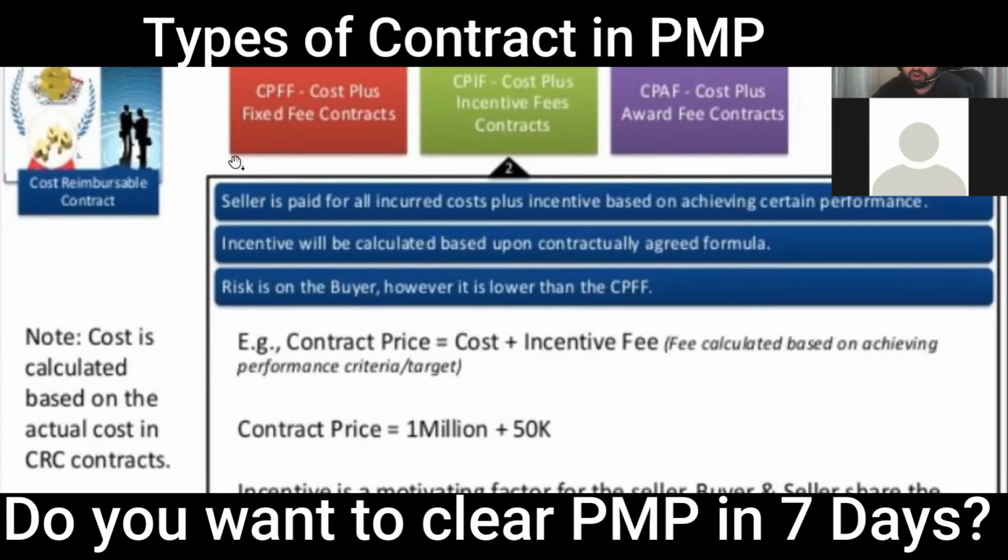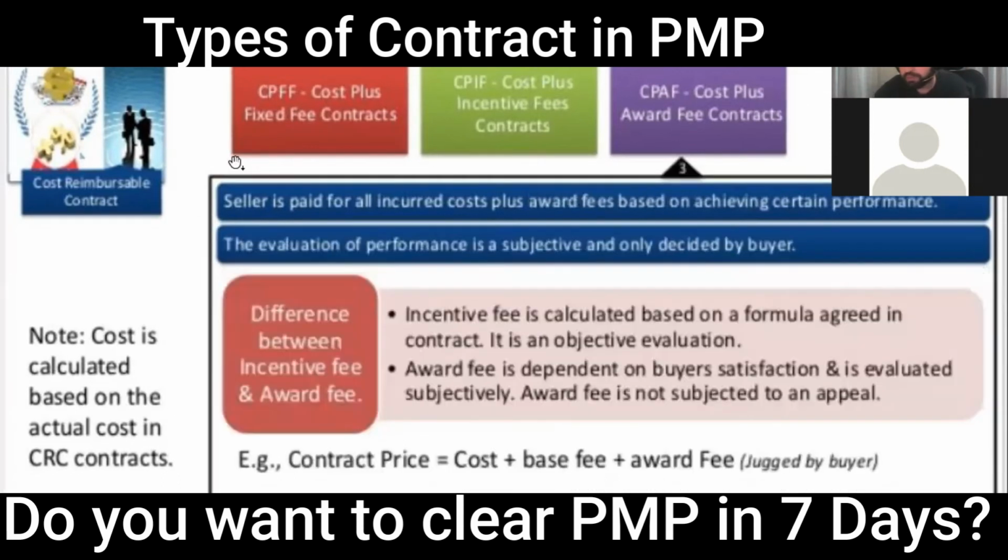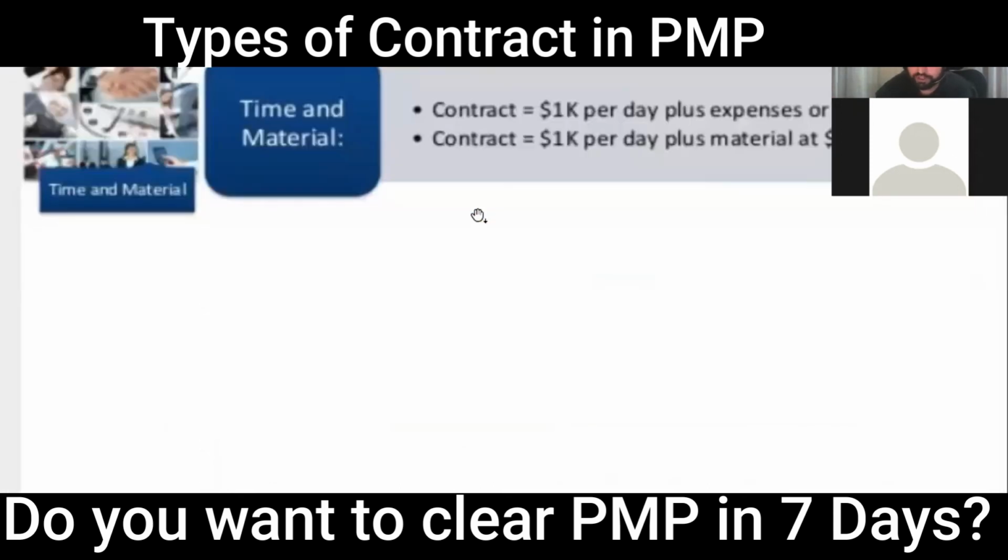Then we go to award fee. If he's doing good work, we pay him an award fee. So the risk for the buyer decreases as we move from cost plus fixed fee to incentive fee to award fee. One important thing: incentive fee is challengeable in court by the judge. Award fee is at your discretion; it is not written anywhere. Then you get time and material. We already discussed time and material. It is all about how much effort you give.